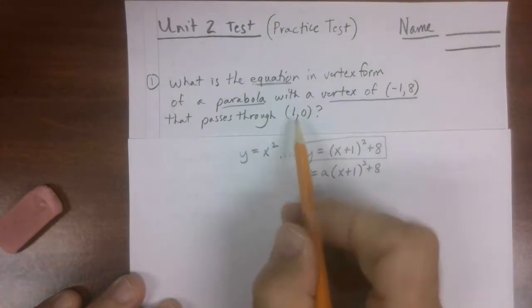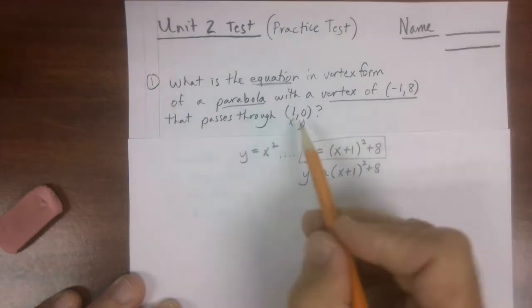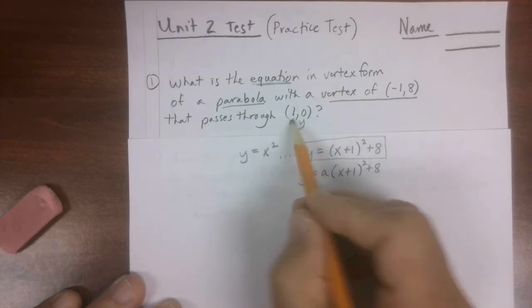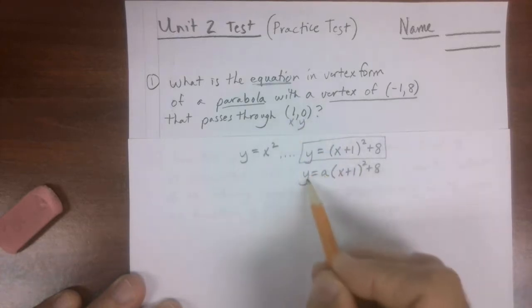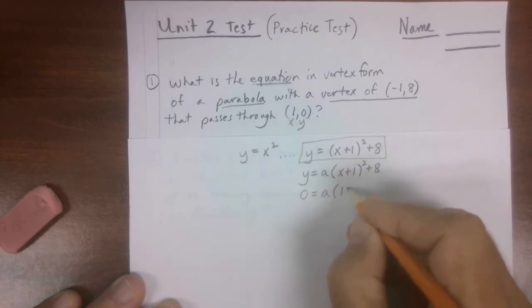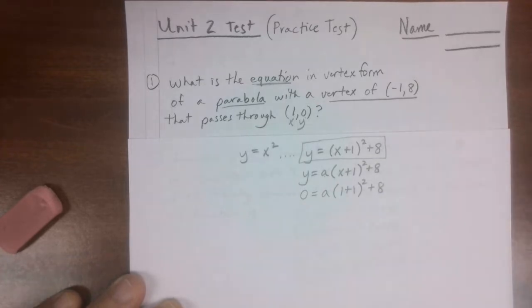That's kind of the hard part of this problem, knowing that. And that's why they give you this clue. They're saying it passes through (1, 0). So in order to find letter A, let x be 1, put it there. Let y be 0, put it there. So the only variable left is A, and that's what I need to find.